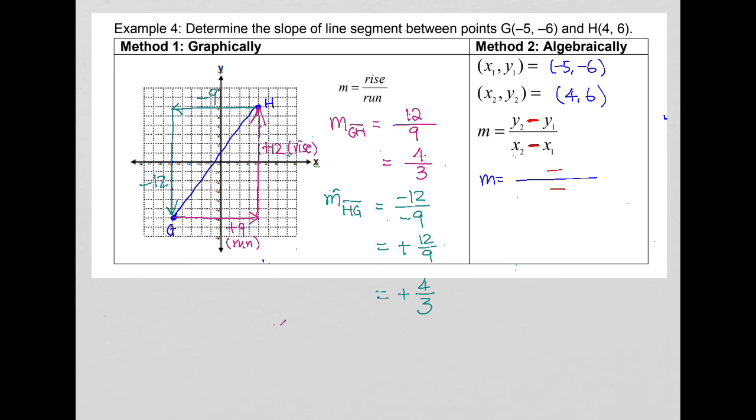And that's filling in all the values. My y2 is 6. My y1 is negative 6. My x2 is 4. My x1 is negative 5. And then we do negative becomes positive. So 6 plus 6, and the other one is 4 plus 5, which we're going to get 12 over 9, which can be reduced to 4 over 3. So as you can see, once again, graphically and algebraically, they all have the same answer because we're talking about the slope of the same line segment. It doesn't really matter which method you use, you should have the same answer.